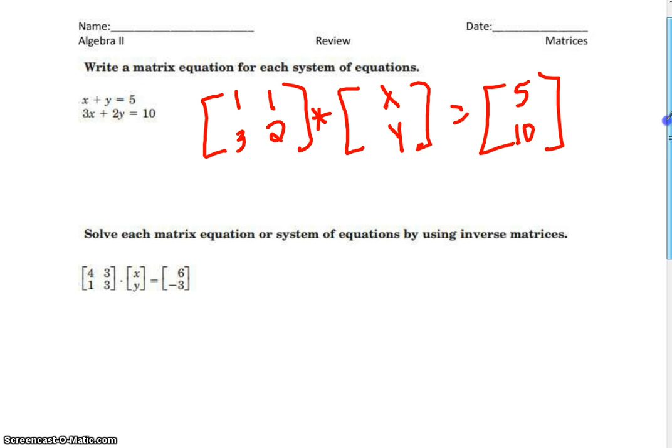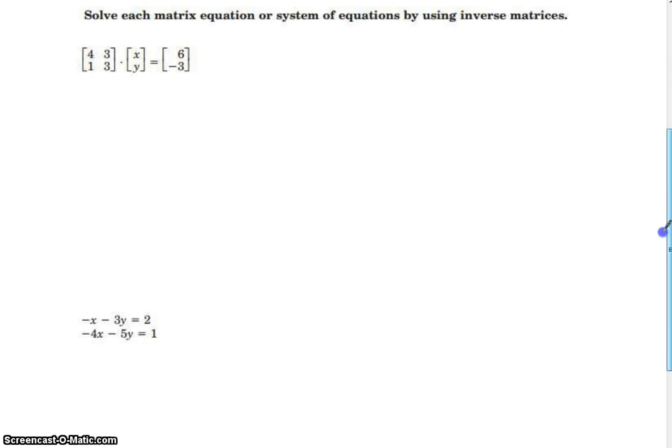Looking at the next one, it actually wants you to solve using inverse matrices. So you're going to use your inverse rule, which would be 1 over AD minus BC, so that would be 12 minus 3, which is 9, times, this is where your D and your A swap, and the B and C change signs. So 3, negative 1, and 4.